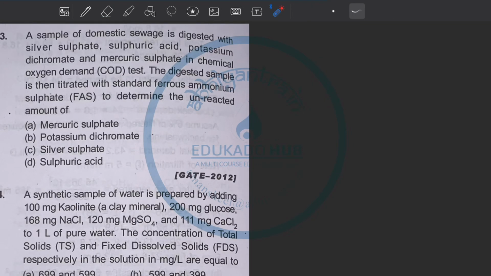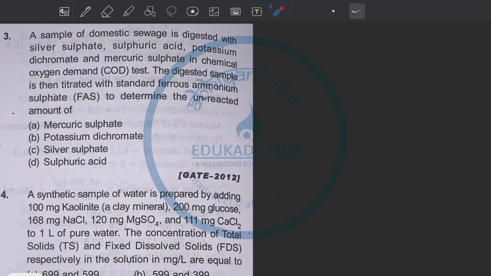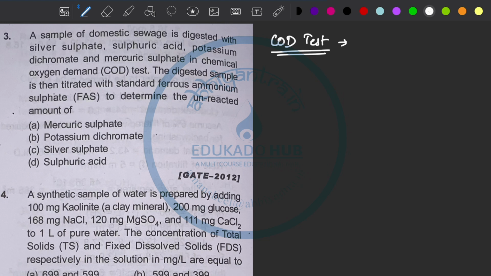So the next question is, a sample of domestic sewage is digested with silver sulfate, sulfuric acid, potassium dichromate and mercuric sulfate in chemical oxygen demand test. The digested sample is then titrated with standard ferrous ammonium sulfate to determine the unreacted amount of C. COD test is used to calculate the organic as well as inorganic oxygen demand, right?